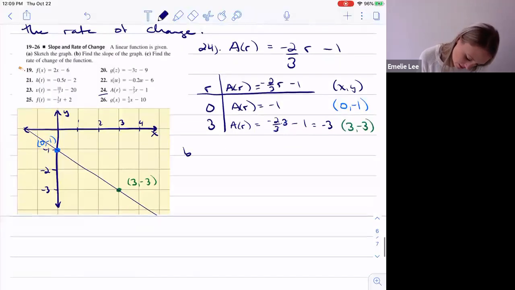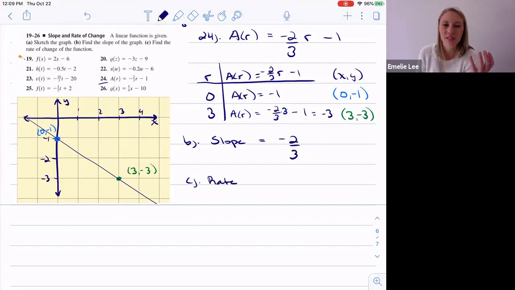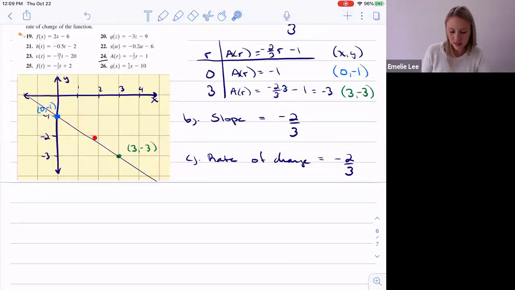And then the slope, we already know is -2/3. And the rate of change, we know by the properties of a linear graph that the rate of change is the slope. And so the rate of change is also -2/3. Makes sense that we've got this downward slope because we've got a negative slope, right? So we should have a negative graph. Nice.